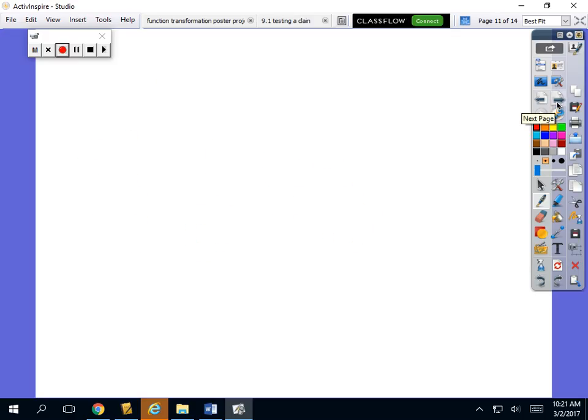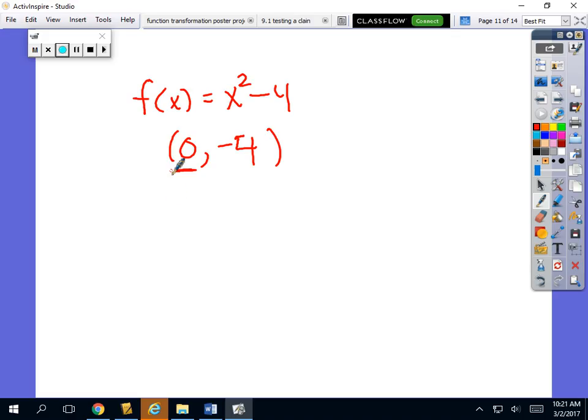Number 10, what is the domain of f of x equals x squared minus 4, so that it's one to one, basically so that it's invertible? So remember, that's going to be the x value at your vertex. Your vertex is (0, -4). So this is your x value, so your domain would be 0 to infinity.